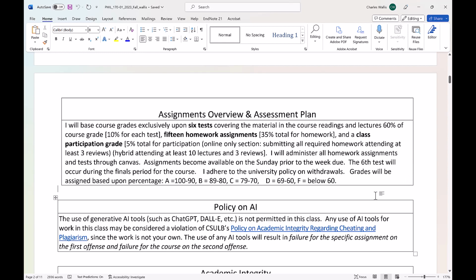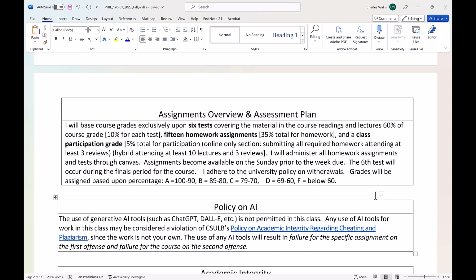Having clarified that little bit about our quizzes and tests, I should return to the assessment overview here. The final portion of your grade will be determined by participation, specifically 5% of your total grade. If you're in an online-only section, that means you need to submit all the required homework and attend at least 3 of the review sessions. If you're in the hybrid section, it means you have to attend at least 10 of the hybrid lectures and at least 3 of the review sessions.